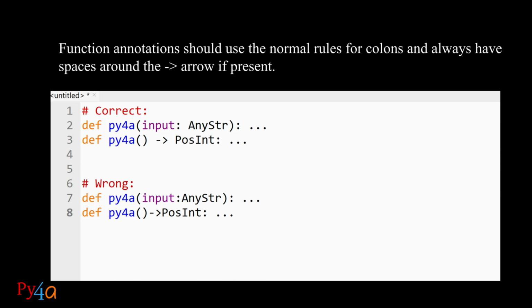Just right after the function py4a, you have an input which is annotated as any string. And also on line 3, you have the function which is annotated as a positional integer. You can see the white spaces after the parentheses and before and after the arrow. And also right inside the first function, after the colon, you see a white space. The wrong way is as shown in lines 7 and 8 where there are no white spaces left.